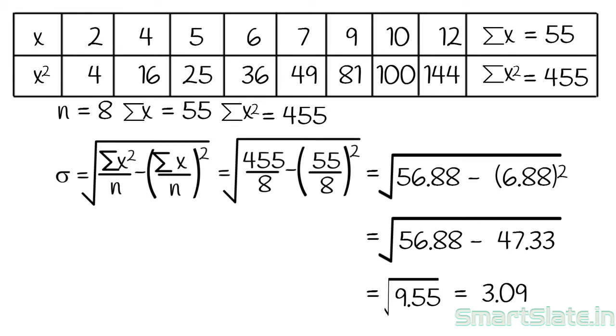On an average, each score deviates from the mean by 3.09. This is nothing but the standard deviation. We found the value of standard deviation using the direct method.